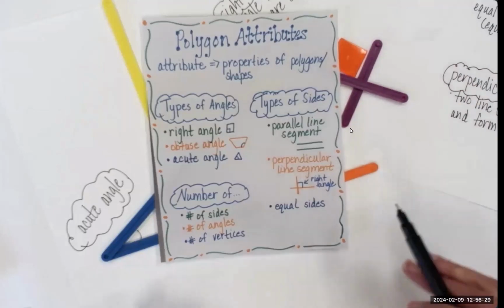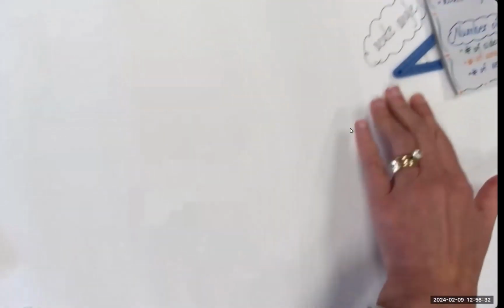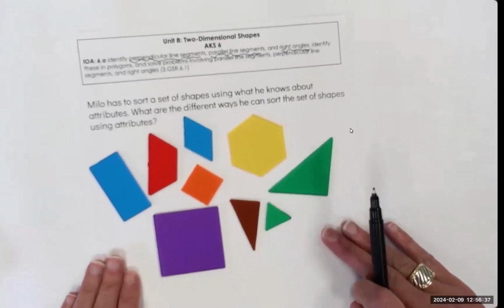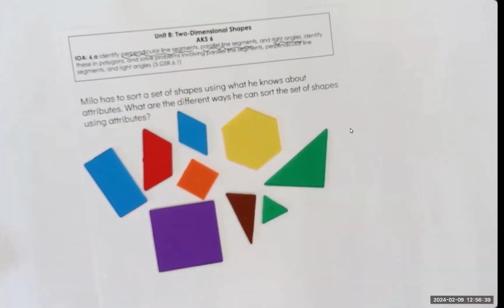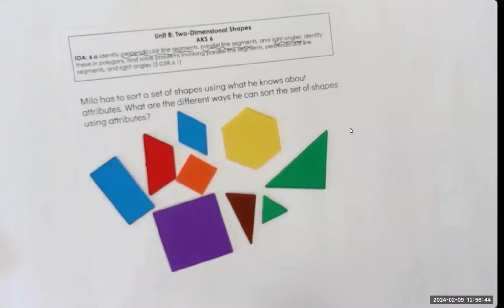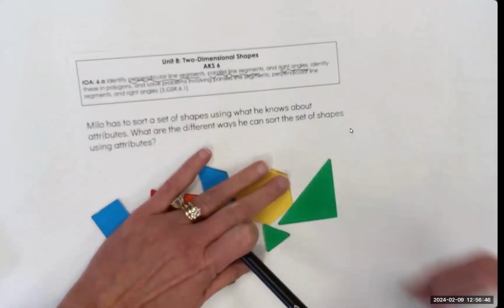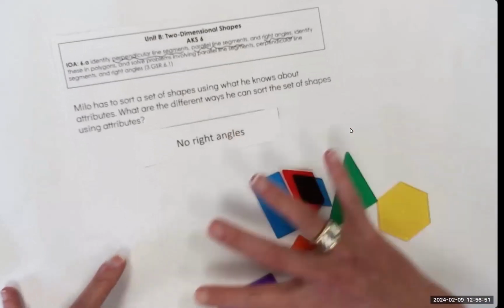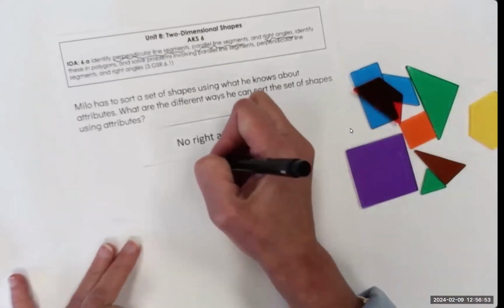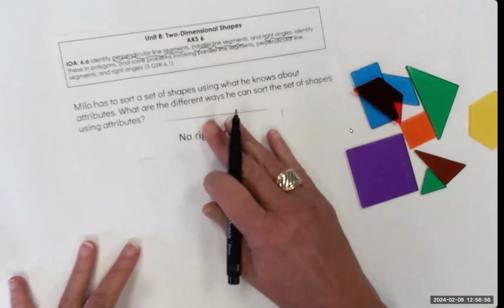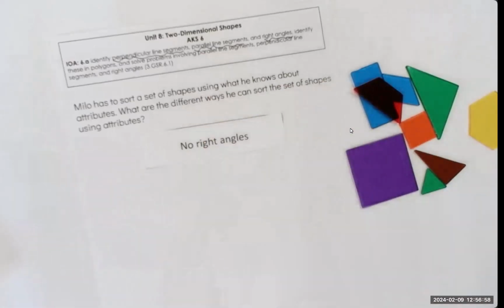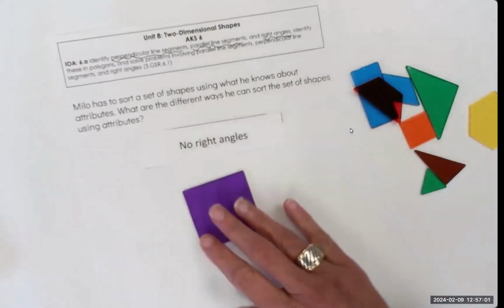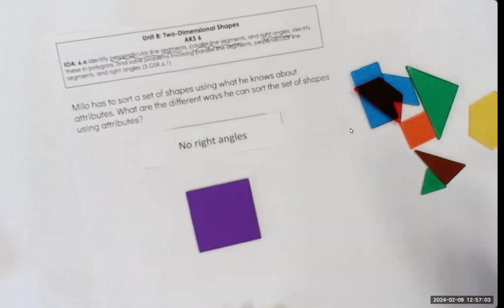Okay, so knowing now that we have learned about our attributes, we can actually think about sorting these shapes. I have just a couple of attributes here I'm going to pull over, and we're going to anchor our thinking in this attribute, no right angles. I'm going to slide these off to the side, and I'm going to think about if this shape has right angles or not.